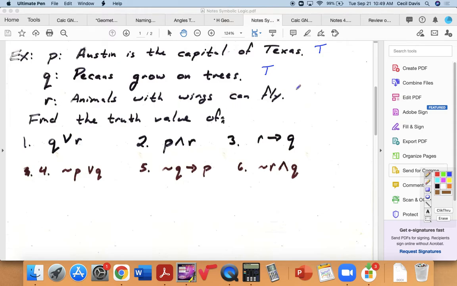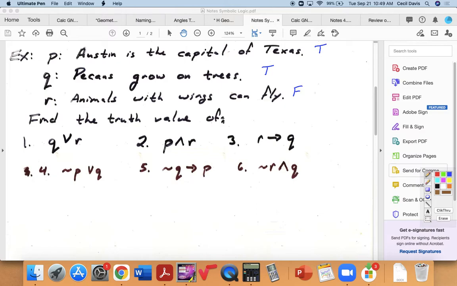Animals with wings can fly. False. That's very much false. Dodo birds. Aren't they extinct? Yes, they are. Penguins don't fly. They have these tiny little wings and they just waddle. Emus, ostriches, kiwis, they're birds. These are so cute.